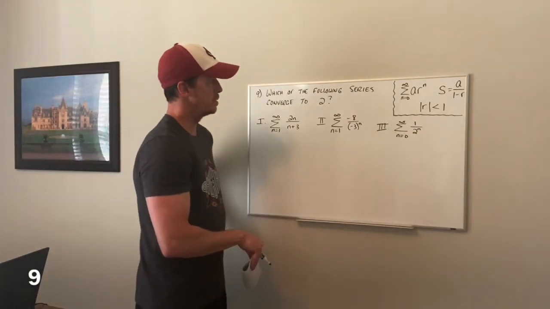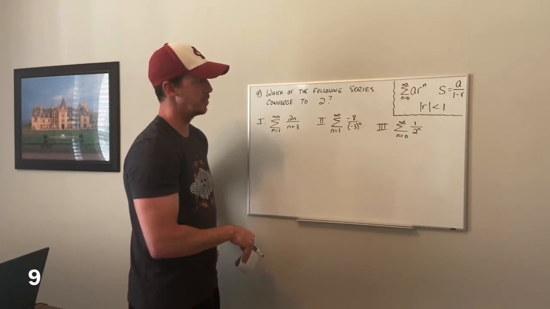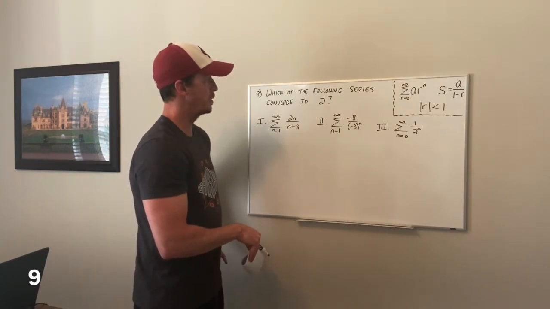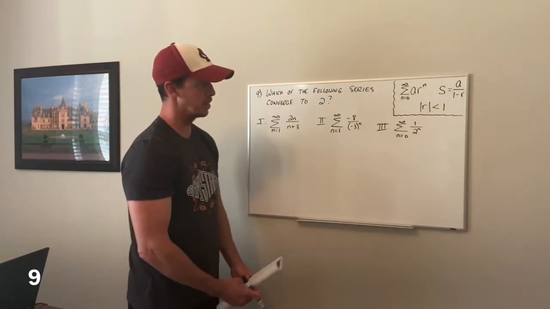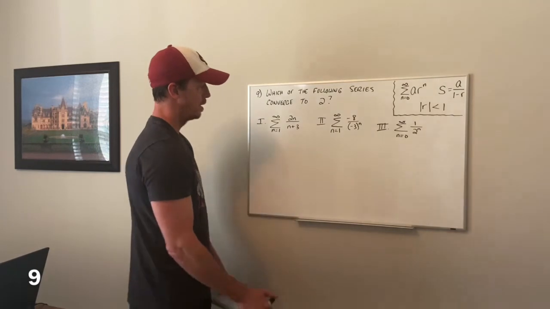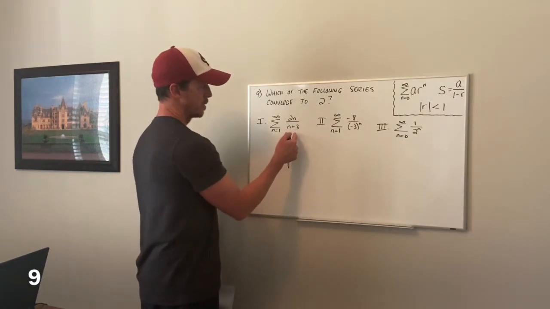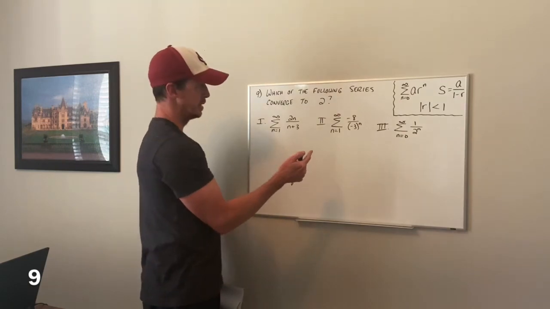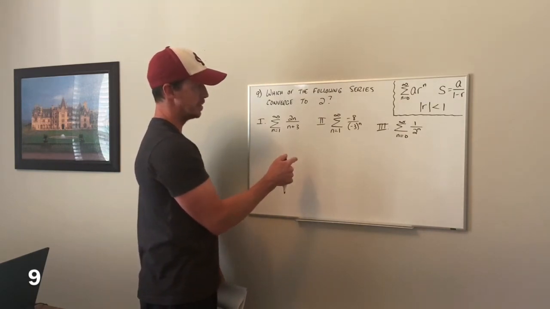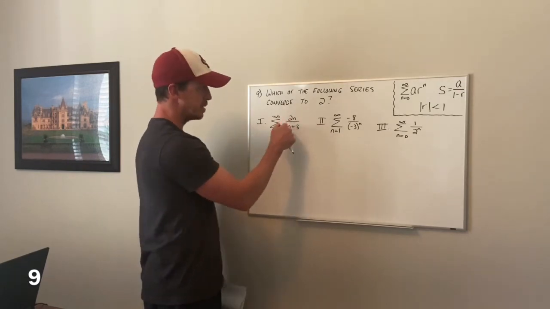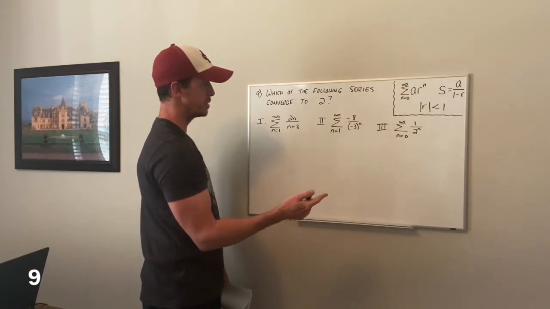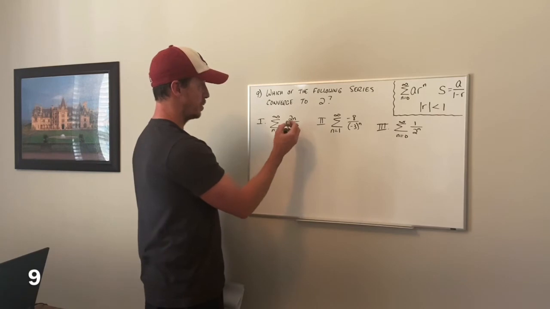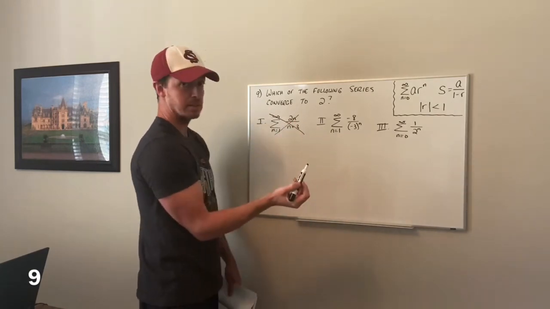All right, 6, 7, and 8 are very similar to number 5, so I'm not going to do all those. Number 9 says, which of the following series converge to 2? And this is one of those where you can get multiple answers. So unfortunately, you have to check all these, but the good news is they're not that difficult to check. This first one is not even a geometric series. Not only that, but the sequence itself, the a sub n part of this, does not converge to 0. That's the nth term test for divergence. This thing fails it, and so it diverges, so obviously it doesn't converge to 2.